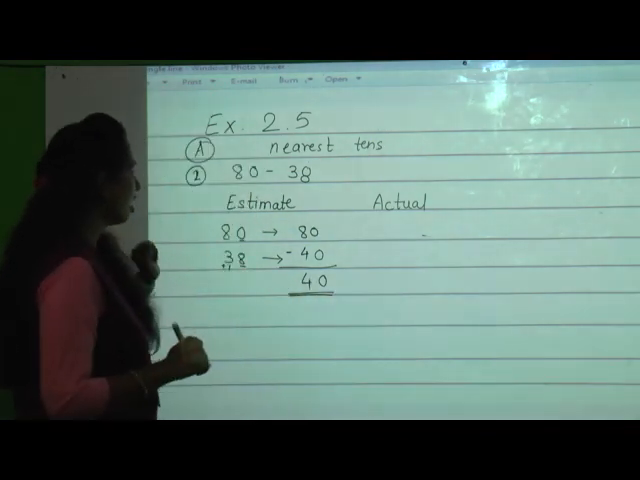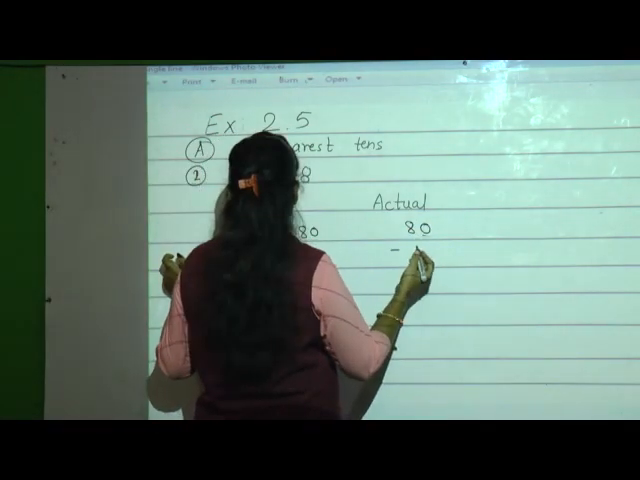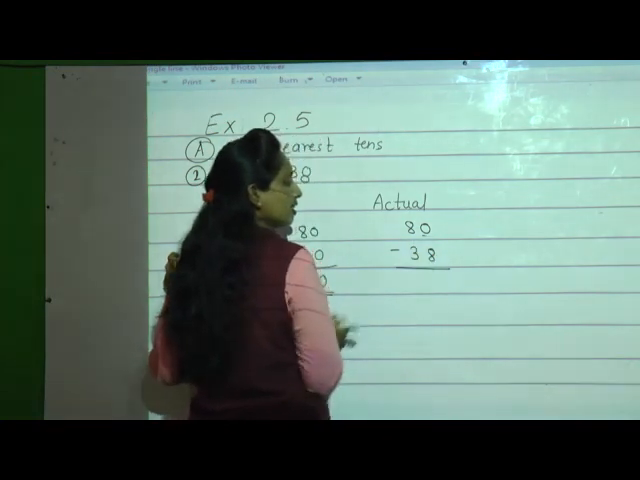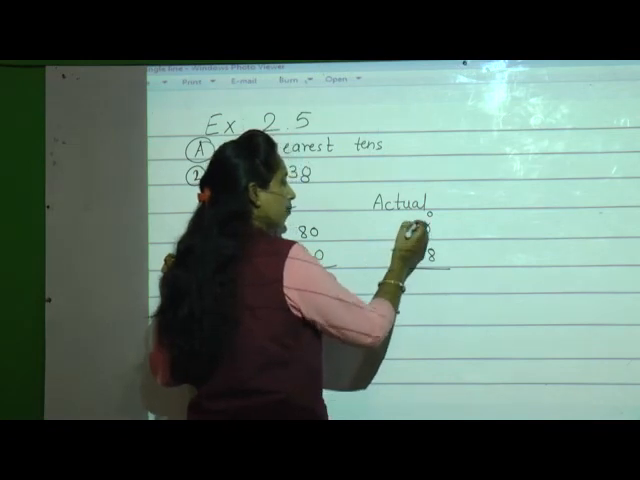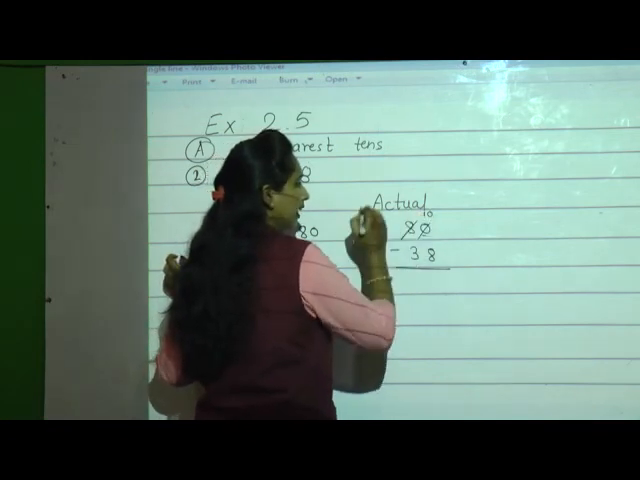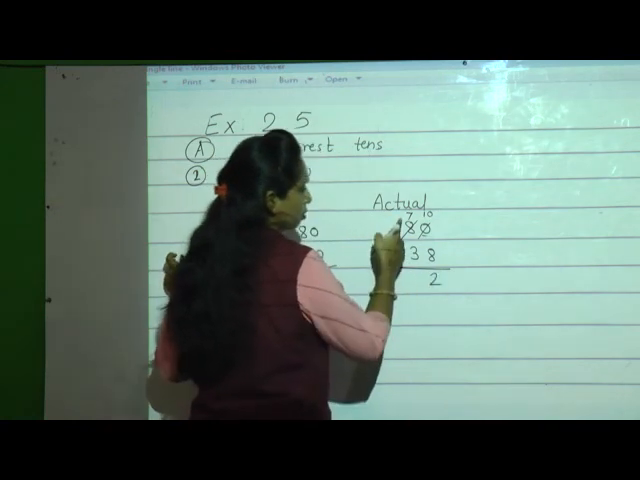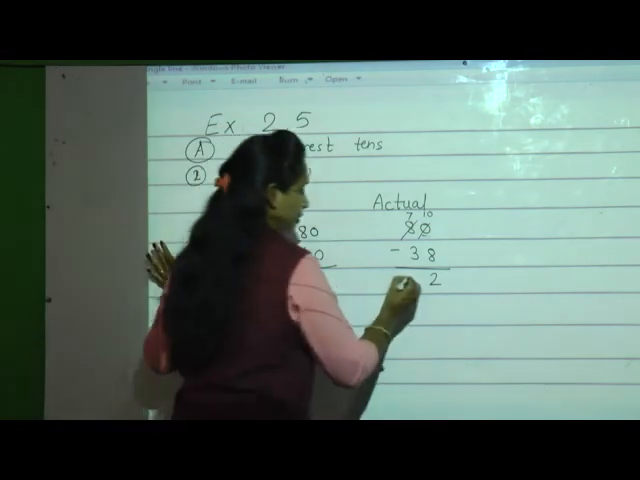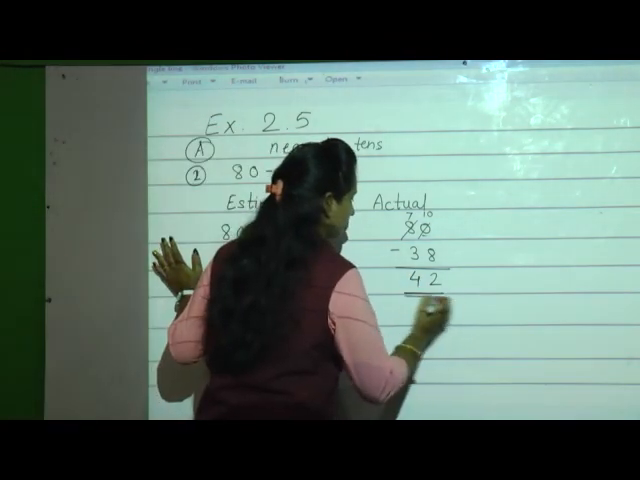Now we will see the actual subtraction. 80 minus 38. Now see, 0 minus 8 we cannot do. So cut the 0, write it as 10. Take a borrow from the neighbor. The neighbor has 8, he will give 1, so 7 will remain. 10 minus 8 is 2, 7 minus 3 is 4. Okay, so this is the actual difference.